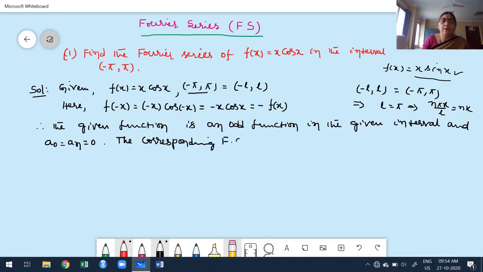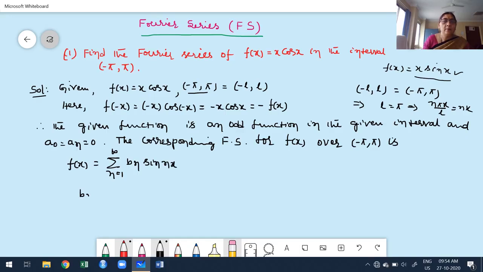The corresponding Fourier series for f of x over the interval minus pi to plus pi is f of x equals summation n ranging from 1 to infinity of bn sin nx, where the formula for bn is 2 by L. What is 2 by L? It is 2 by pi, integral from 0 to pi, f of x sin nx with respect to x. Now using this formula, I have to find the value of bn.